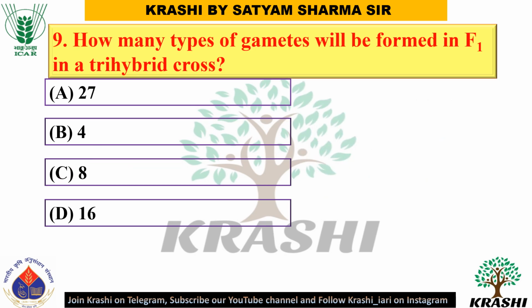Question number 9. How many types of gametes will be formed in F1 in a trihybrid cross? Trihybrid cross means n is equal to 3, and therefore the number of gametes should be 2 raised to power n. This implies 2 raised to power 3 is 8. The correct answer is option C, that is 8.